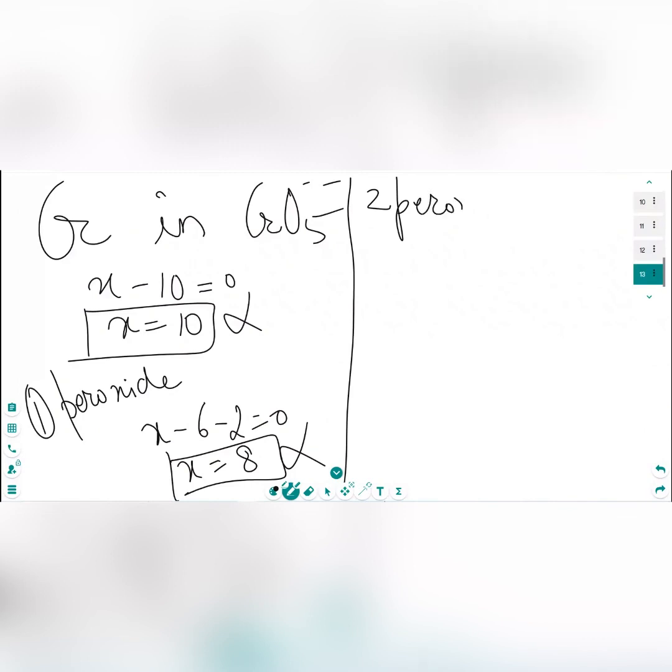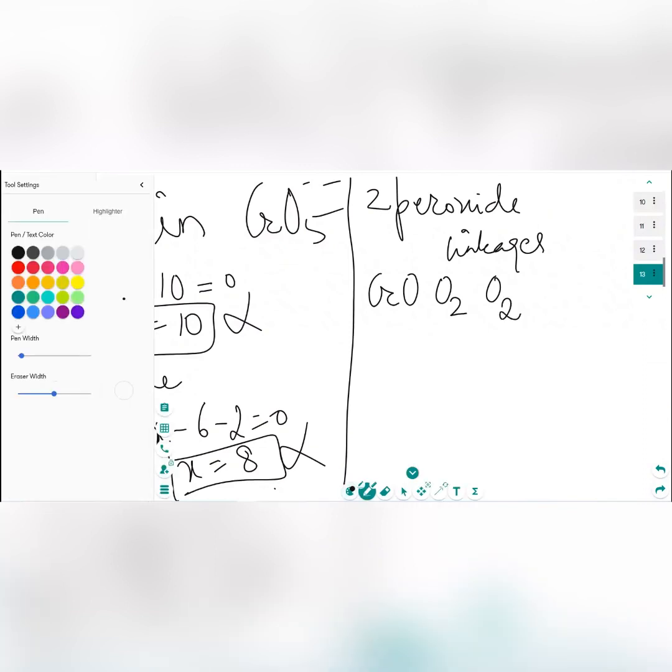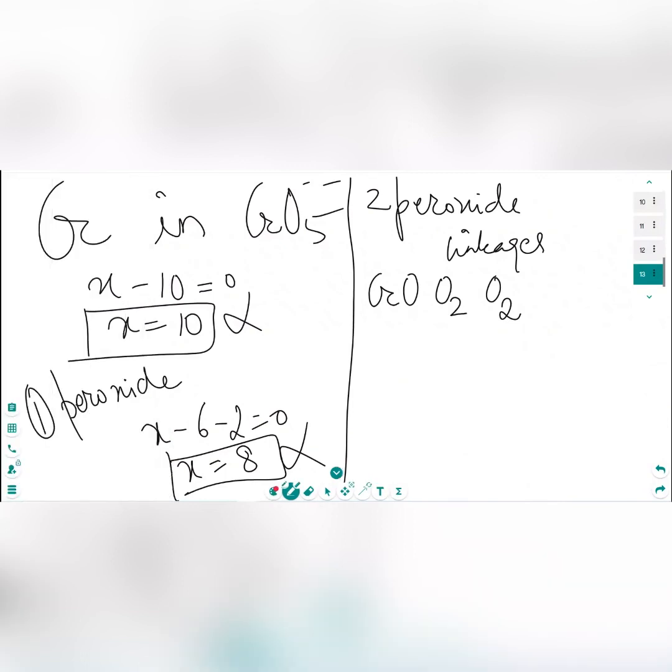two peroxide linkages. That means two peroxides are there. How do you do it? You will split it like this: CrO, then O2, and then O2. If I have to mark them, Cr you obviously say is x, the oxygen will be -2, and the rest will be... oh, not +1, it is -1, correct? Sorry, it is oxygen. Yeah, it is -1.